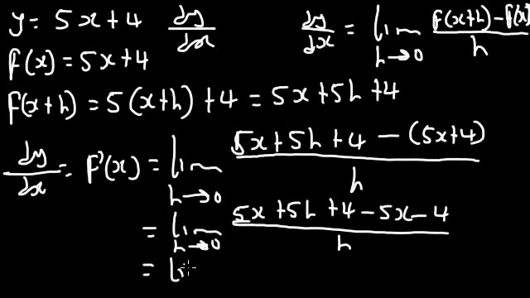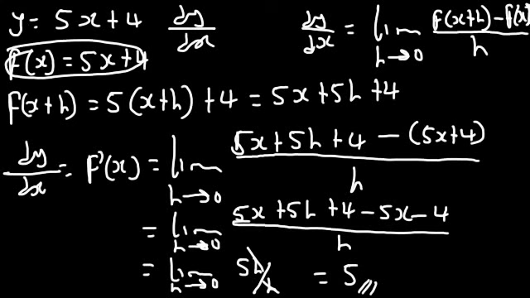And eventually this results in the limit as h approaches 0. Notice that 5x cancels 5x and positive 4 cancels negative 4. Okay, perfect. So left over is just 5h all divided by h. And the h cancels out. Since we have no h left over, this results in 5. So that is the derivative of 5x plus 4. So f prime of x is 5 if f of x is 5x plus 4. And that is the solution to the first problem. Now on to number 2.